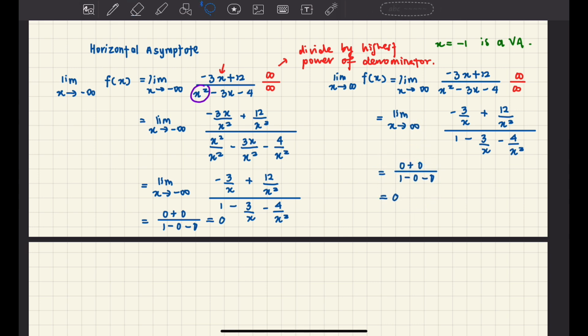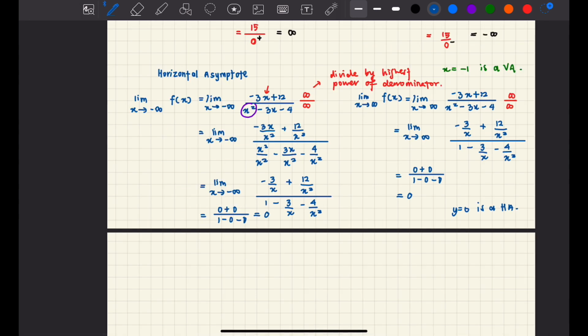So we can see here that both horizontal asymptote limits are 0. So our conclusion is that the horizontal asymptote is y equal to 0. Oops, not x. So it is y equal to 0. It's a horizontal asymptote. Okay, that's it. Next, moving on to the next part of the question.